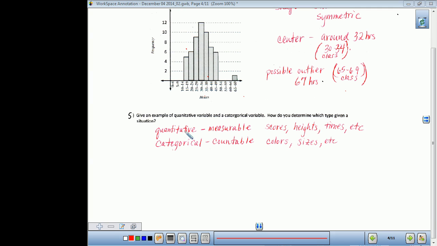Okay, and then number 5 just asks you to give some quantitative and categorical examples. So quantitative, those are our measurable variables, things that we can measure: height, weight, scores, times. Categorical, those are things that are countable. How many red shirts are in the drawer? Sizes, those different things, divide into categories. Zip code, yep. Even though it's a number, it categorizes.